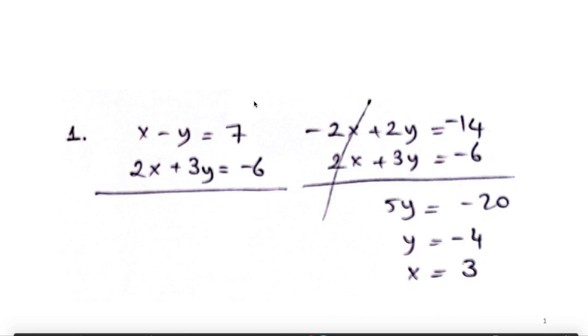Today we will do some exercise questions that are related to our previous chapters. So first of all, let's look at the first example. We have x minus y, 2x plus 3y. So this is a simple system of two unknowns and two equations.